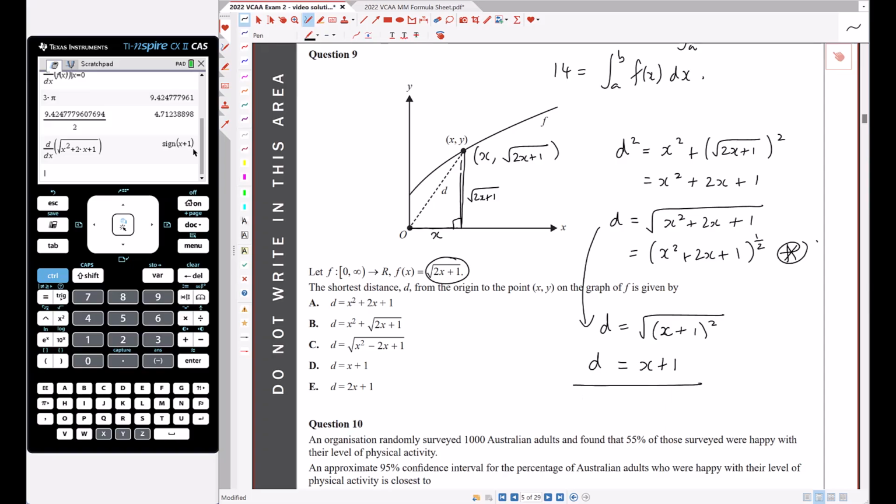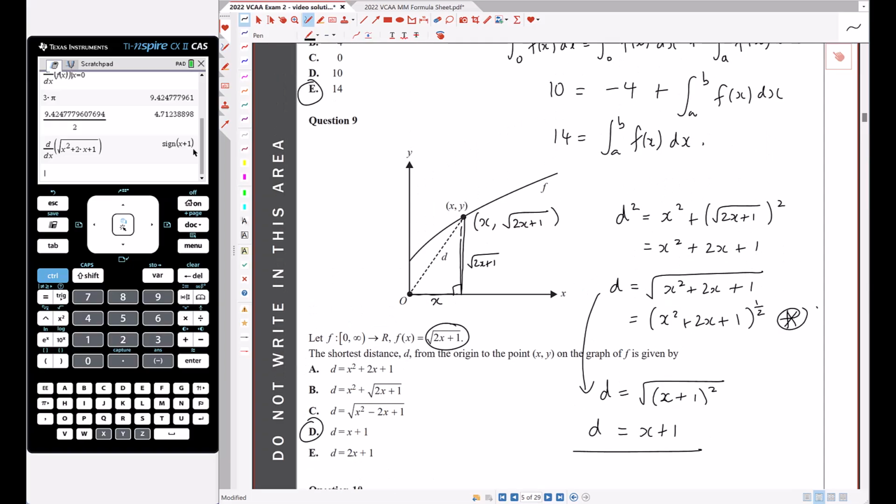And so the distance from the origin to the point x, y will always be x plus 1. And that will be the shortest, meaning the most direct distance. You're not being asked to minimize that distance. You're being asked to give a general expression for the distance from the origin to any point on the graph, but it should be the straight line distance, and that is option D, x plus 1.